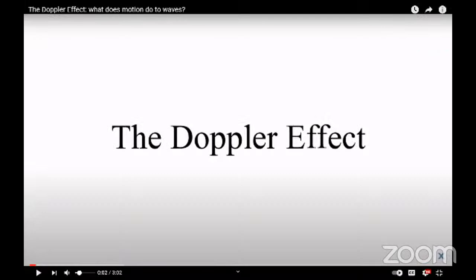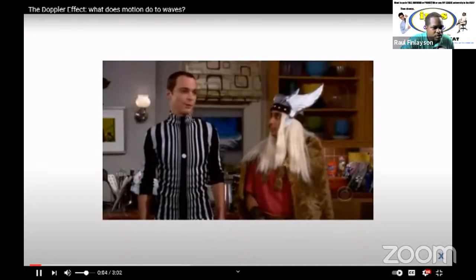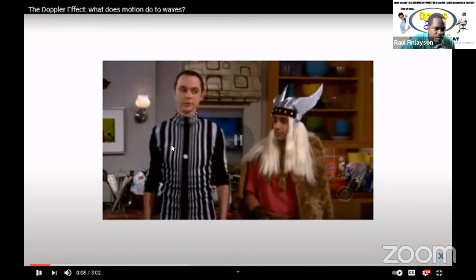Good evening. Leaving John Antonio. All right, so here goes. In Sheldon's words, it's the apparent change in the frequency of a wave caused by relative motion between the source of the wave and the observer.